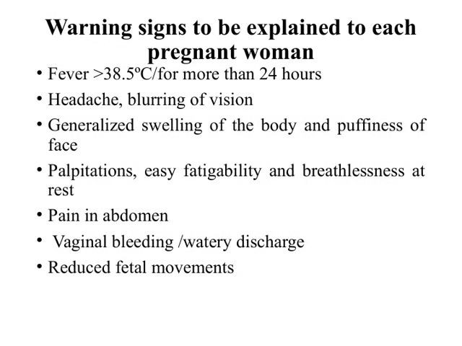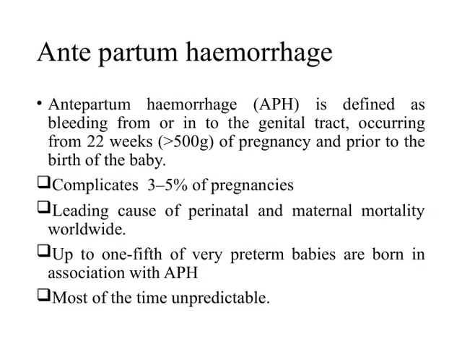Let's talk about antepartum hemorrhage, or APH. This is when there's bleeding from or into the genital tract that happens after 22 weeks of pregnancy, when the pregnancy weight is over 500 grams, and before the baby is born. It's an important condition because it complicates about 3 to 5% of pregnancies, so it's not rare. What makes APH especially concerning is that it's a leading cause of both maternal and perinatal mortality worldwide. That means it can have serious consequences for both mother and baby if not managed properly.